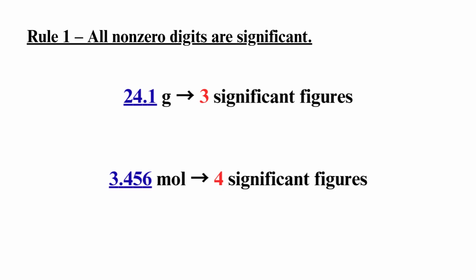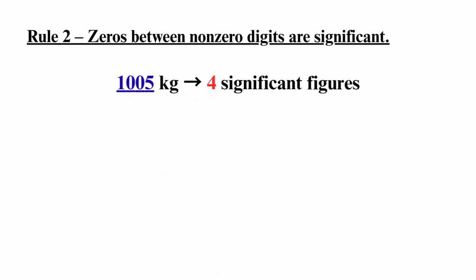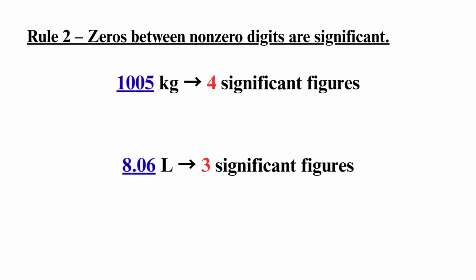For example, a mass recorded as 24.1 grams has 3 significant figures, with the digits 2, 4, and 1, all contributing to the measurement's accuracy. Similarly, a substance measured as 3.456 moles contains 4 significant figures, with each non-zero digit, 3, 4, 5, and 6, being significant.